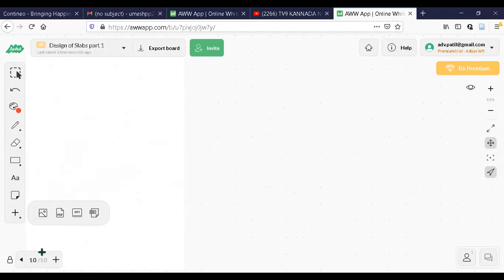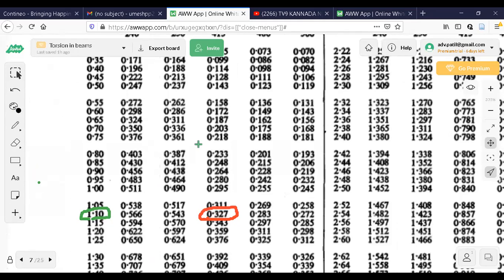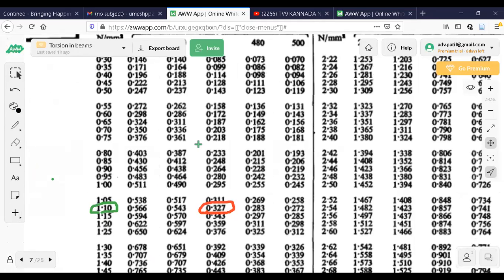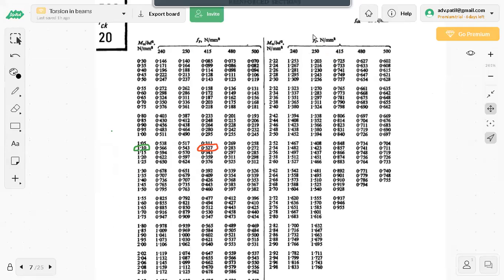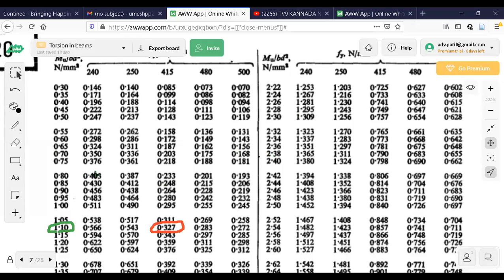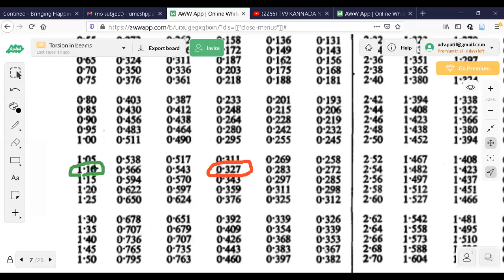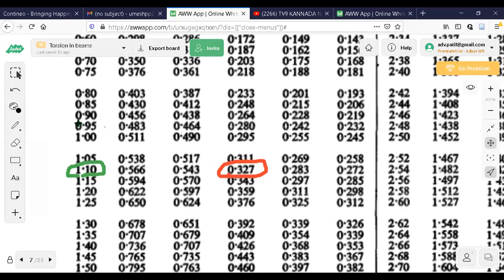Okay, I'll just do like this. I'll open this page. Observe here. As you can see, this takes hardly 2 minutes to get Ast 334. You can see here. This is an old problem. Here, Mu by bd square you have to calculate. Mu by bd square is working out to be 0.908. I don't know whether you can calculate it, check it.